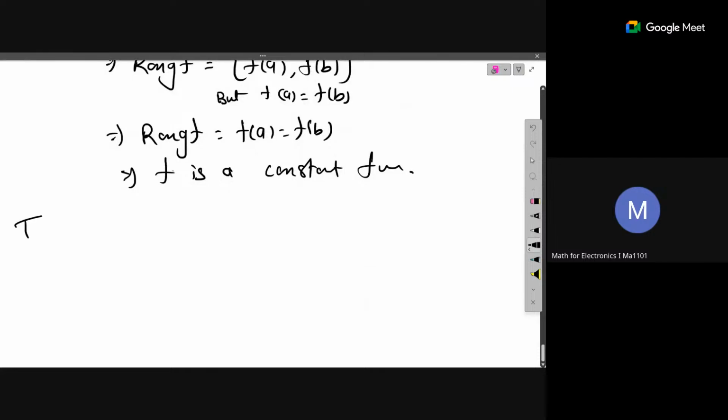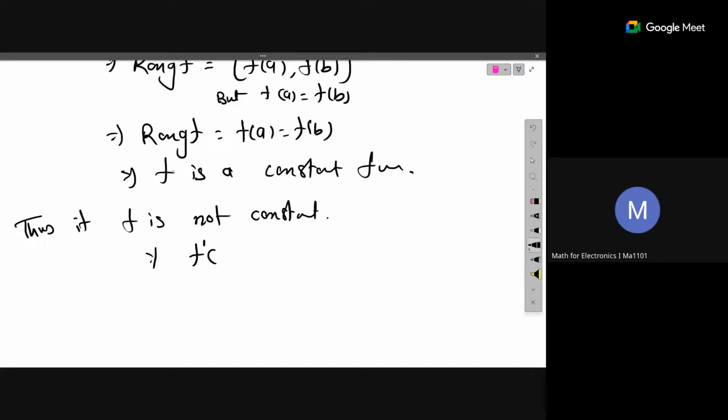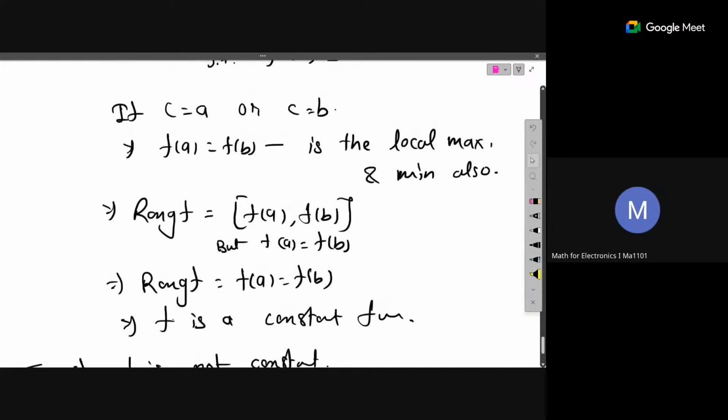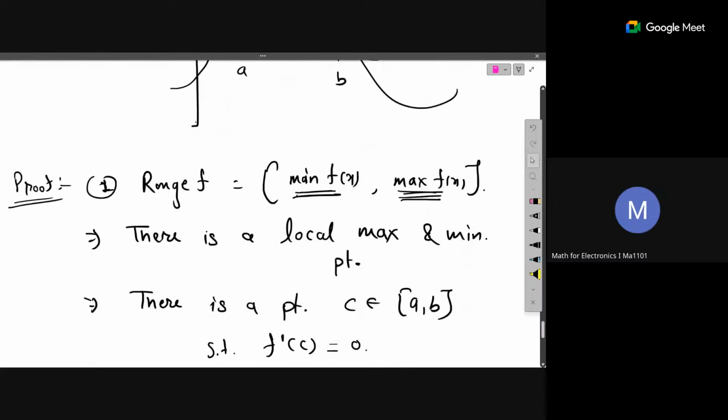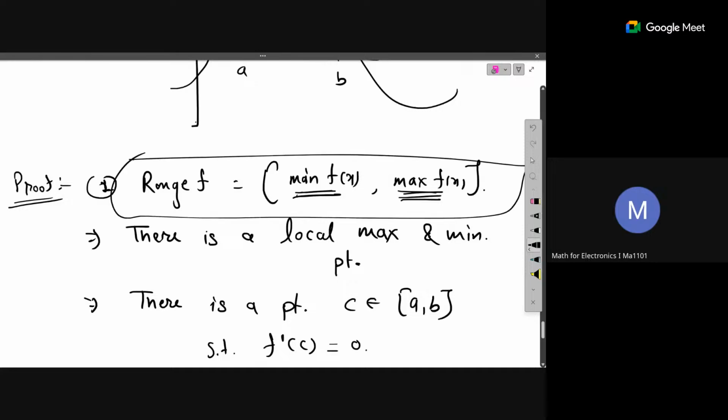Right. So thus, if f is not constant, then this implies that f dash at c is equal to 0 and c is a part of the open interval a comma b. Okay. So this is the proof of Rolle's theorem. It simply used two facts. First is continuity of the function. Because of the continuity, we have the range to be a closed interval, and not simply a closed interval, but a closed interval with the endpoints to be local maxima or minima.